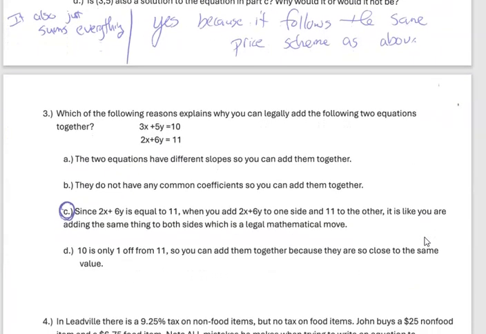The next question says, which of the following explains why you legally can add 2 equations together? Is it that the 2 equations have different slopes? No. Is it that they do not have common coefficients, so you can add them together? No. Is it since 2x plus 6y equals 11, when you add 2x plus 6y to one side and 11 to the other, it's like you're adding the same thing? Yep, that's it. It is not D either. It's not just because the numbers are close to one another.